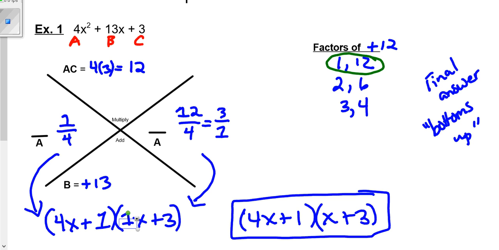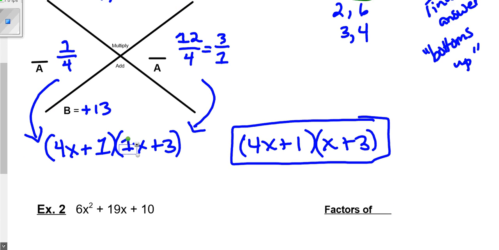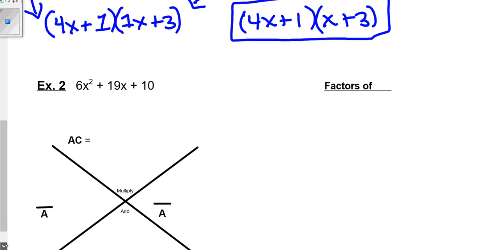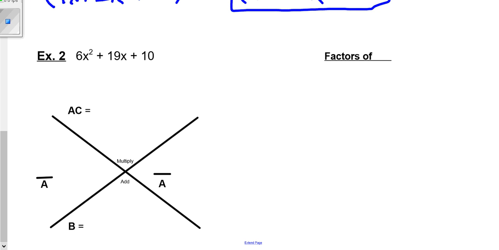Okay, so that's our first example of factoring with the X method. Now, let's go to our second example. Second example here is 6x squared plus 19x plus 10. First thing I want to do, I want to identify my A's, B's, and C's. So we got an A for the 6, B for positive 19, and C for positive 10.